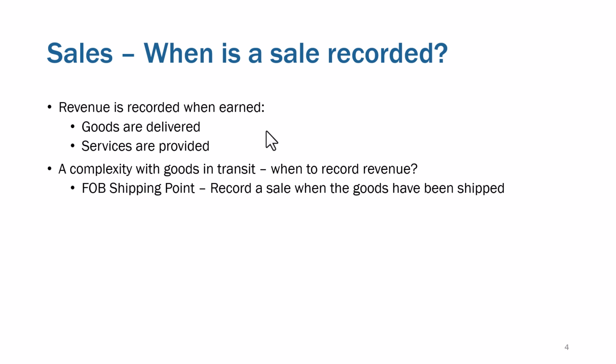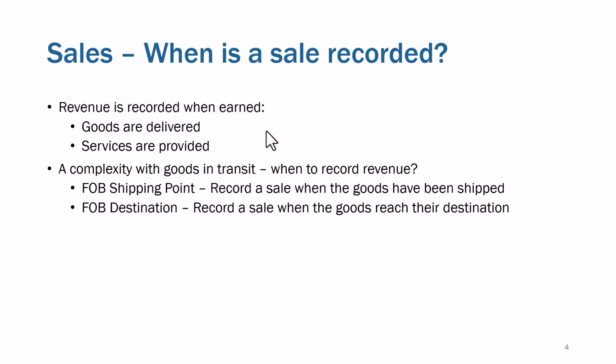So what you need to do is understand the shipping terms. These are kind of the legal terms. With FOB shipping point, you will record the sale when the goods have shipped, because FOB is free on board shipping point. So basically, the moment that the goods have shipped, that is when the customer is going to be responsible for loss, responsible for insuring the goods if they want to.